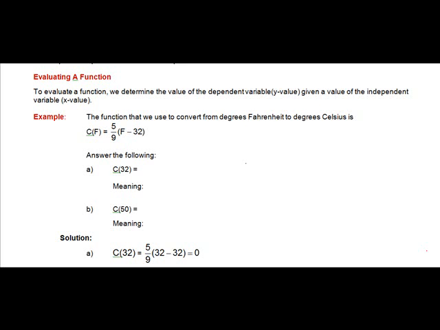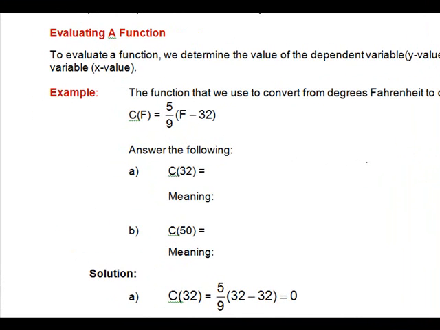The function that we use to convert from degrees Fahrenheit to degrees Celsius is c at f equals 5/9 the quantity f minus 32. So we'd like to first take a look at what would be the value of c evaluated at 32, and then what does that mean?